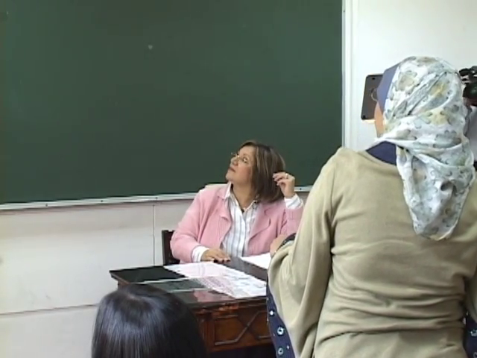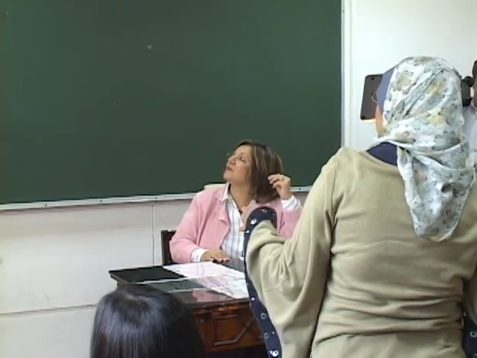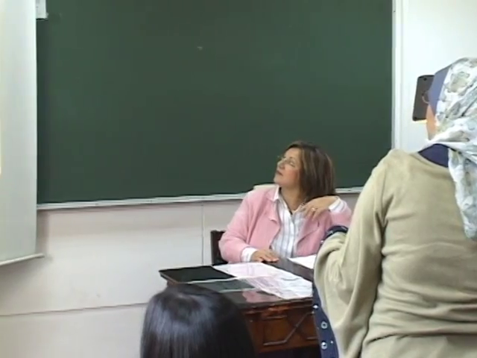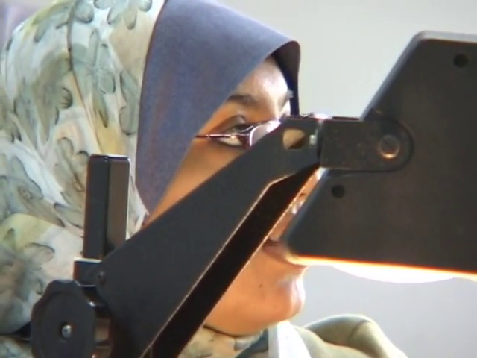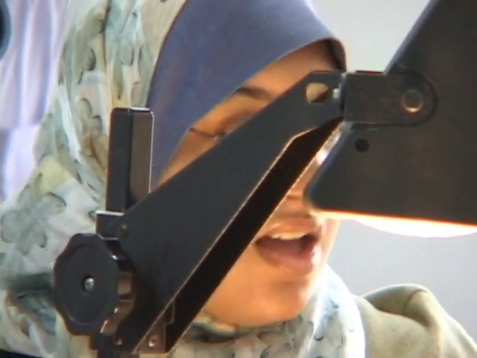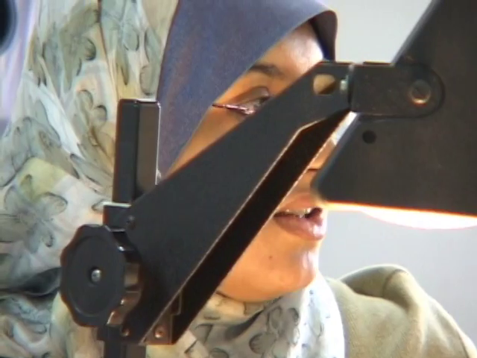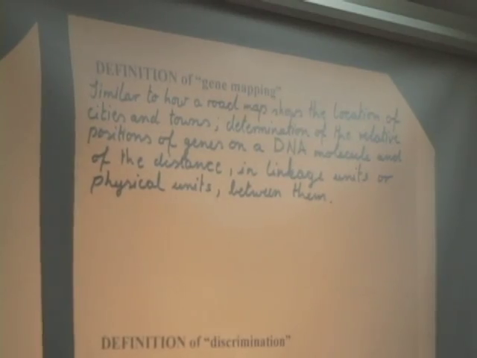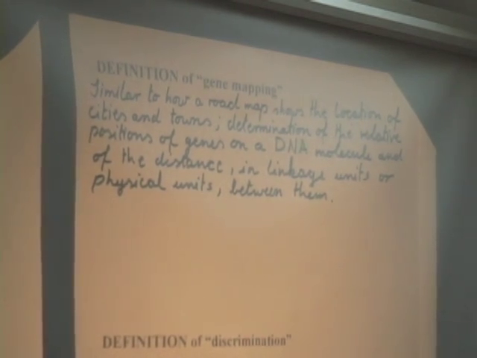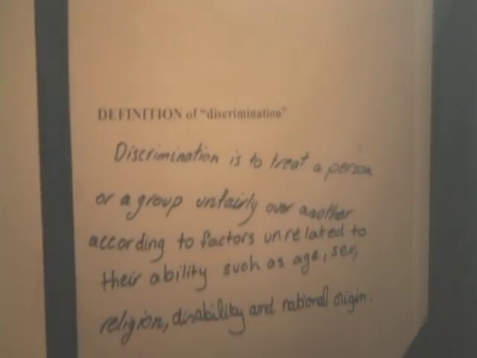Gene mapping shows the location of cities and towns, and its determination of the relative positions of genes on a DNA molecule and of the distance in linkage units or physical units between them. Discrimination is to treat a person or a group unfairly over another according to factors unrelated to their identity, such as age, sex, religion, disability, and national origin.